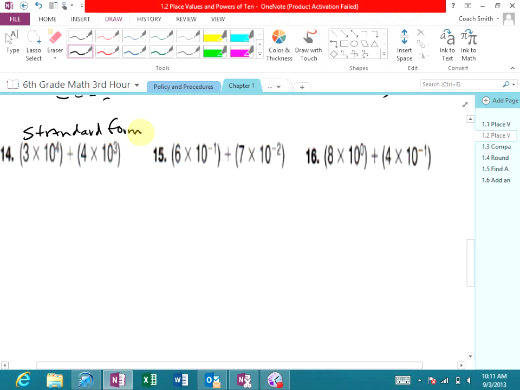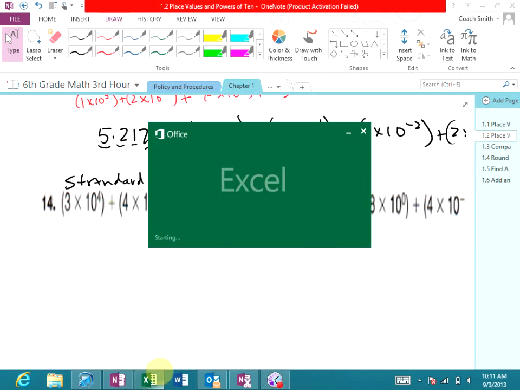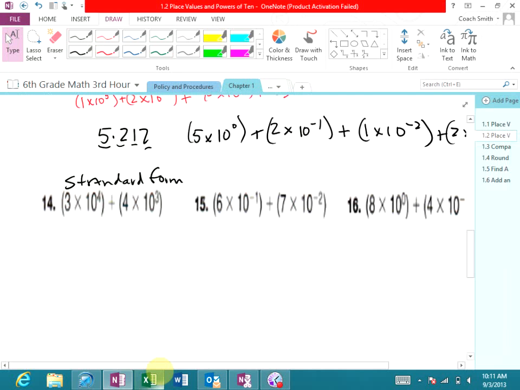Now, it's a little hard to read. For some reason, my print on this decided not to be real good. I keep doing that.